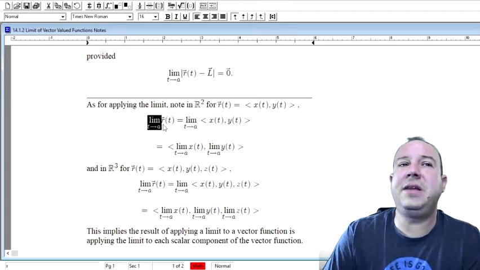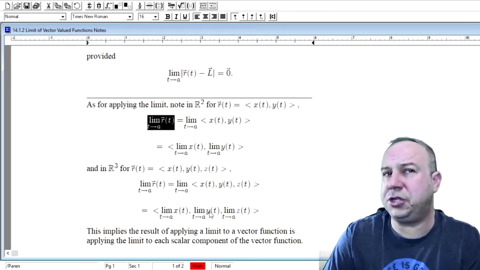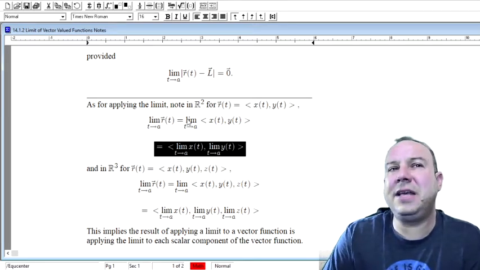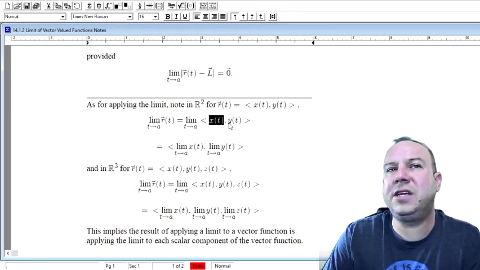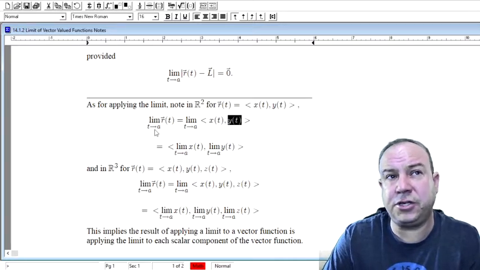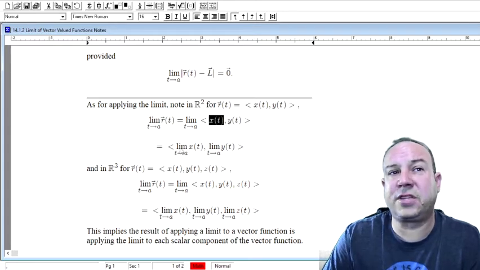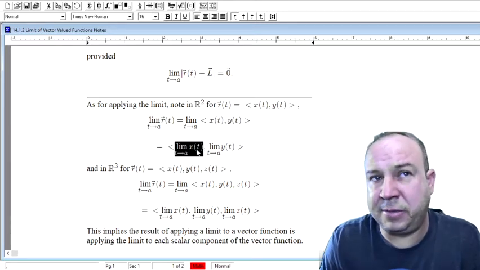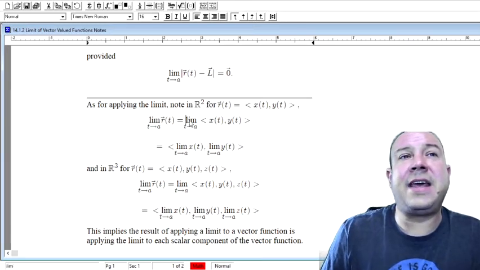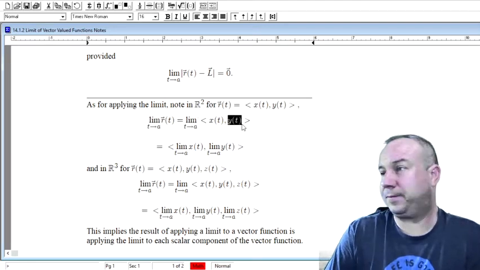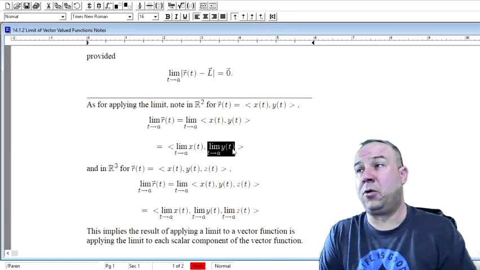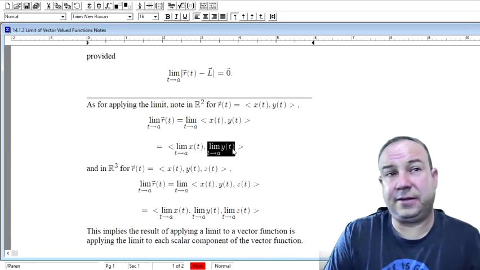How does the limit behave when applied to a vector valued function? Well, this line indicates that the limit will just distribute itself across the components of the vector valued function. The limit will apply itself to the first component x of t, and we'll be interested in the limit as t approaches a for that scalar valued function x of t, and the limit as t approaches a for y of t for the y component in the result of our limit's value.